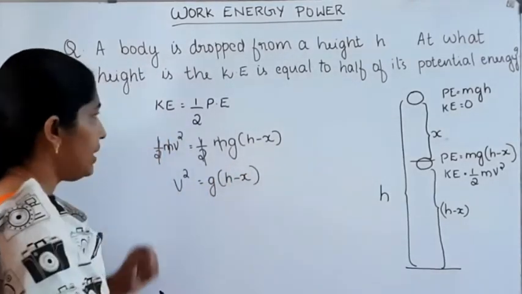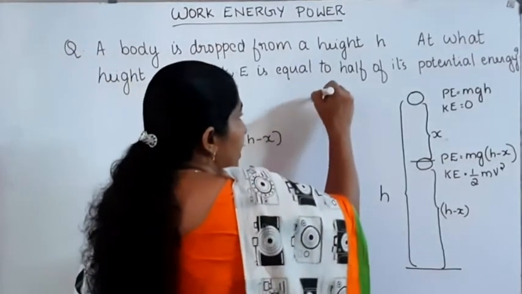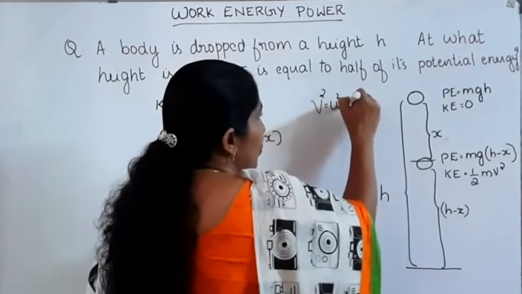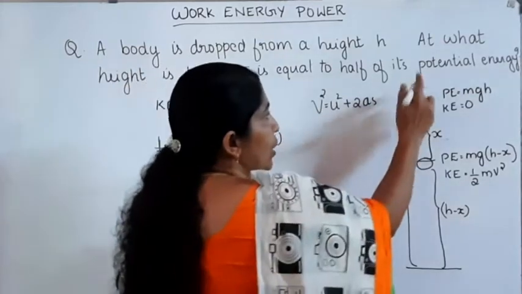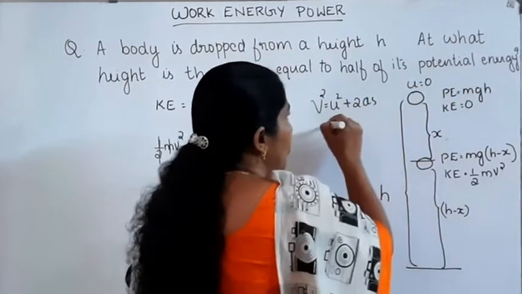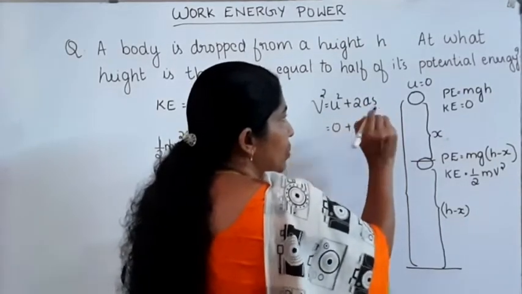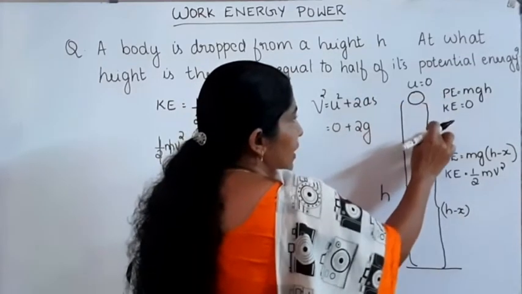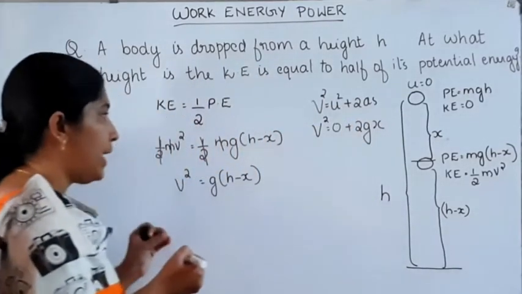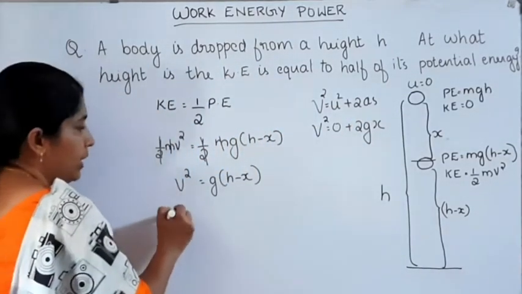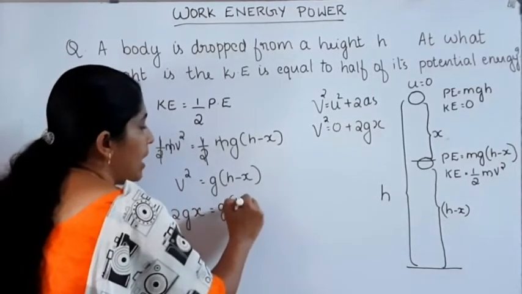Okay. What about v square? By using the equation of motion, we can write v square equal to u square plus 2as. Okay, here what about u? Initial velocity u equal to 0. Then 0 plus 2 into, what about a? a is equal to the acceleration due to gravity g, into s. s is equal to x. Okay, x. Then v square equal to 2g into x. Then we can substitute that value here: 2g into x equal to g into (h minus x).